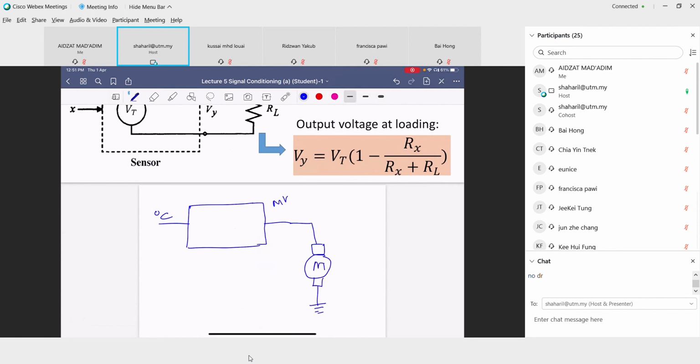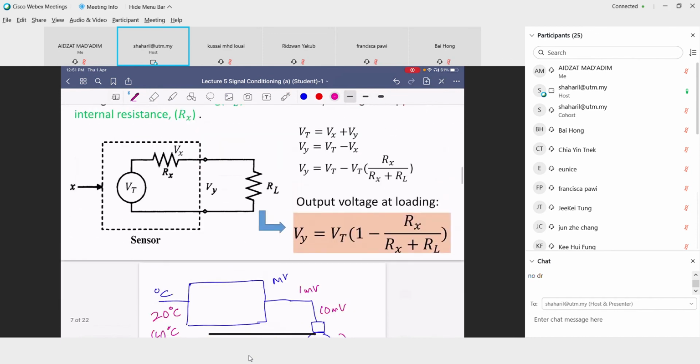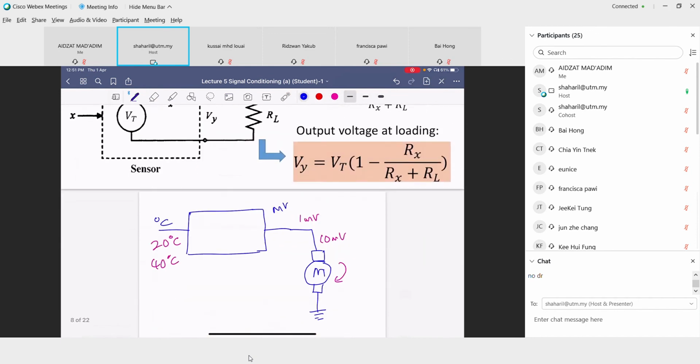Then your temperature detected is about 20 degrees, and the output is 1 millivolt, so not enough to turn on the motor. It needs about 40 degrees, 10 millivolt, to turn on the motor. Just an example. So what the loading means is that this motor also has its resistance, which we call RL, the load.